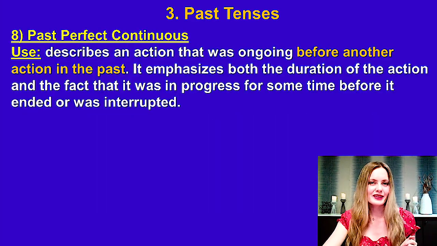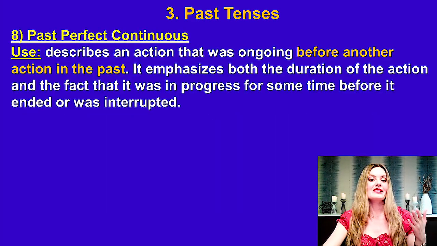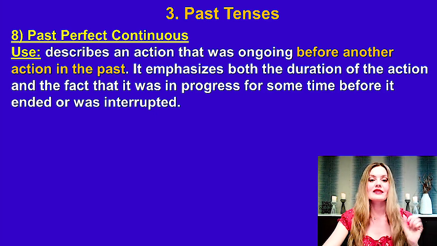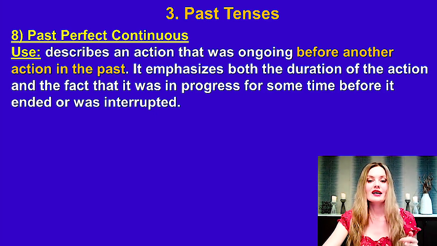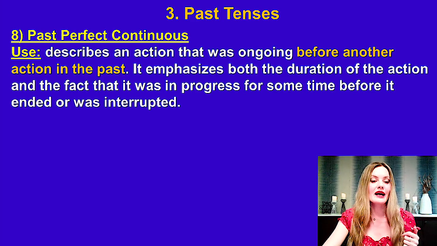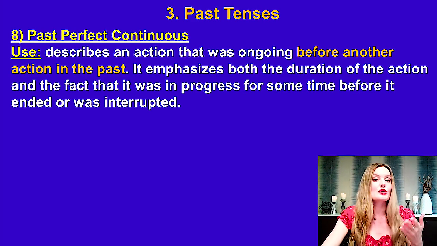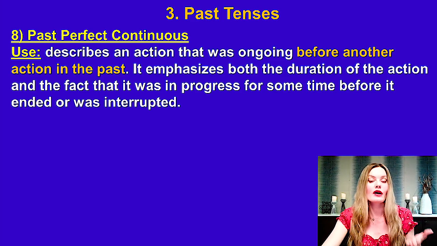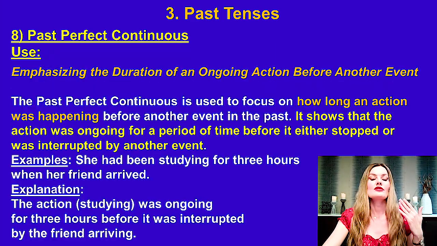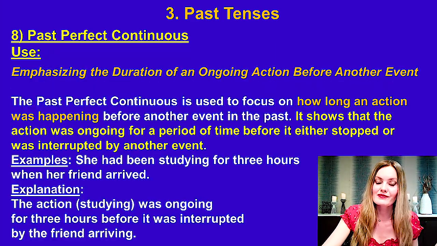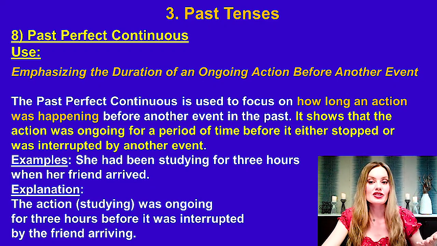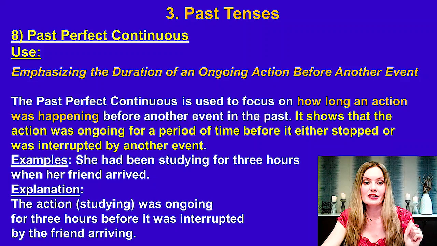Now, past perfect continuous describes an action that was ongoing before another action in the past. It emphasizes both the duration of the action and the fact it was in progress for some time before it ended or was interrupted. So, past perfect continuous, emphasizing the duration of an ongoing action before another event.